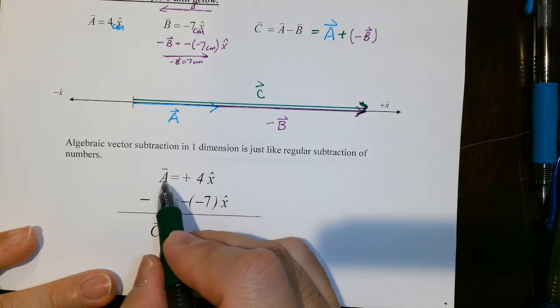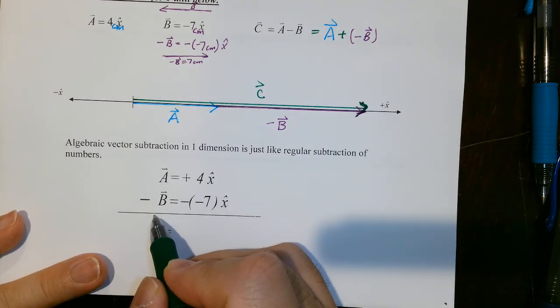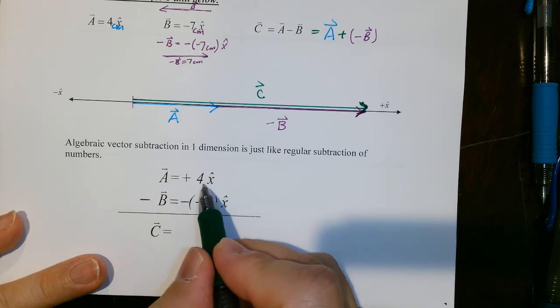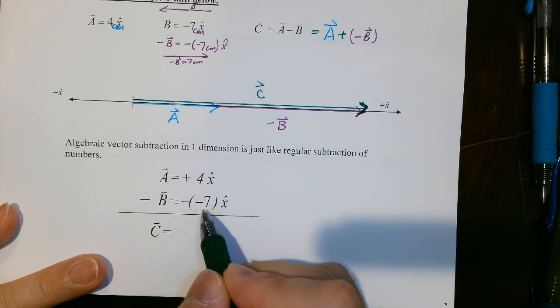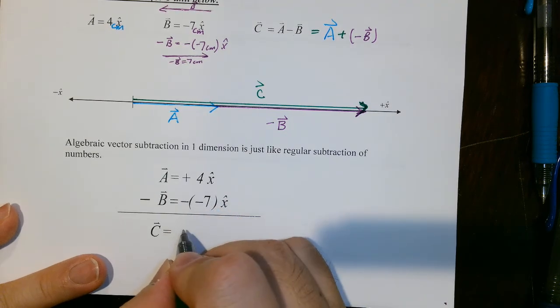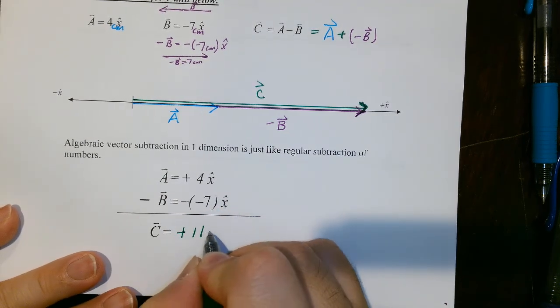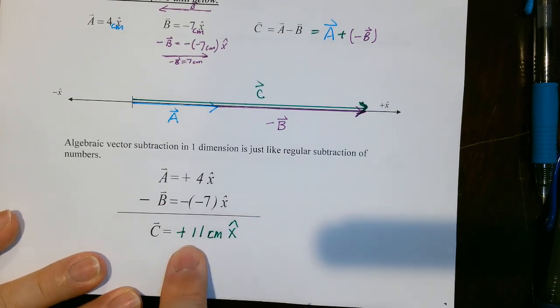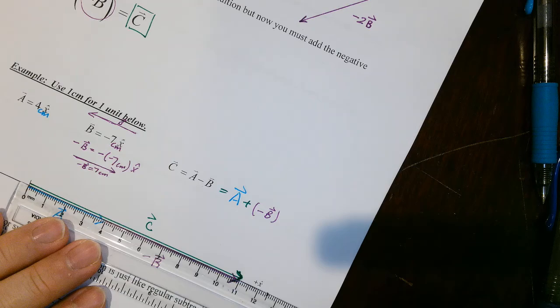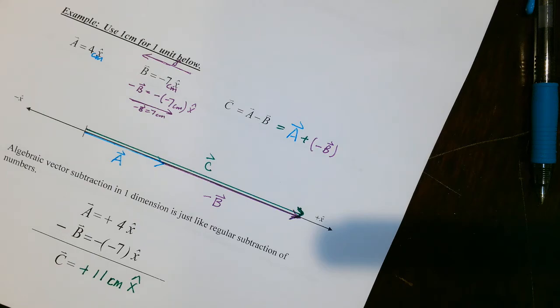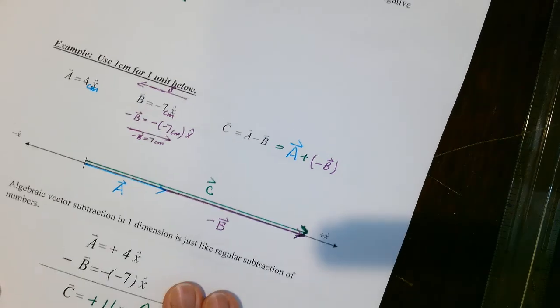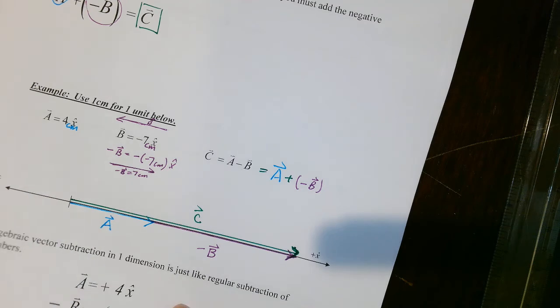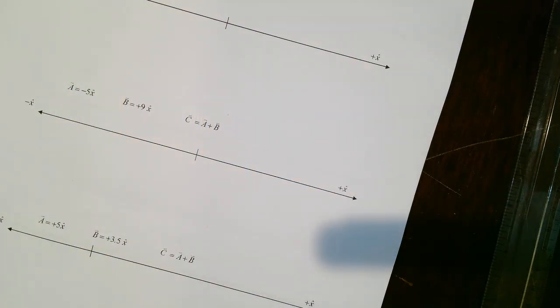When I do a minus b, that's the same thing as positive 4 centimeters x hat minus negative 7 centimeters x hat, so I get positive 11 centimeters x hat. If that's true, this green line should be exactly 11 centimeters. Let's measure it. Yeah, look at that. Booyah, 11 centimeters. Cool. Alrighty then. Let me see if you guys can work on pages 5 and 6.